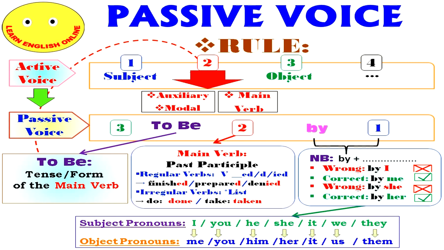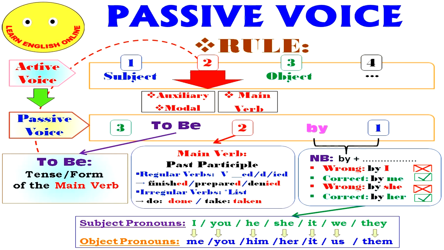Let's look at all the subject pronouns we have in English and the changes that can happen to them. I, as we said, becomes me, so we say by me, not by I. The subject pronoun you doesn't change. It is the same as the object pronoun, you, by you. The subject pronoun he, we change it into him. We say by him. She becomes her, by her. It, there's no change, so we say by it.